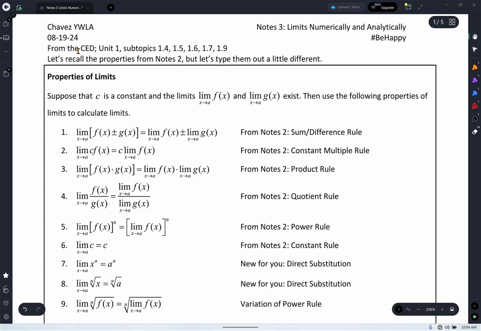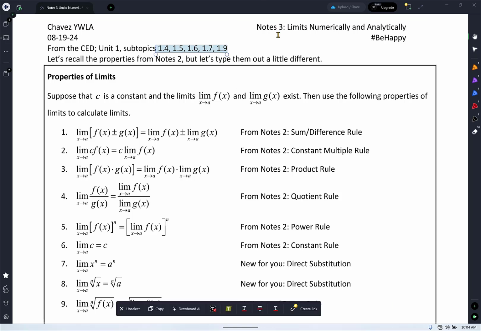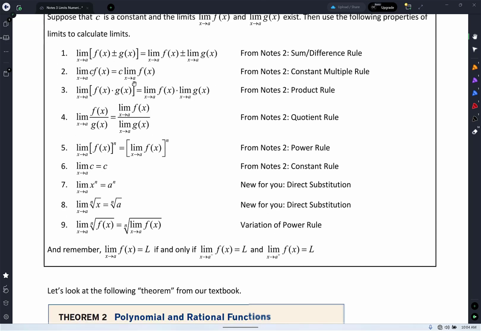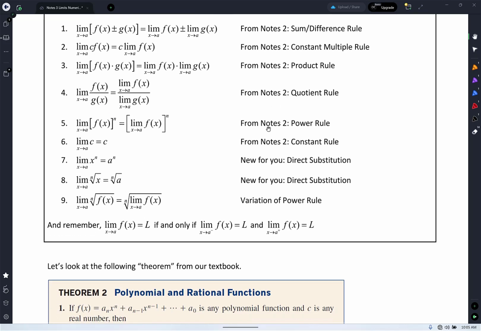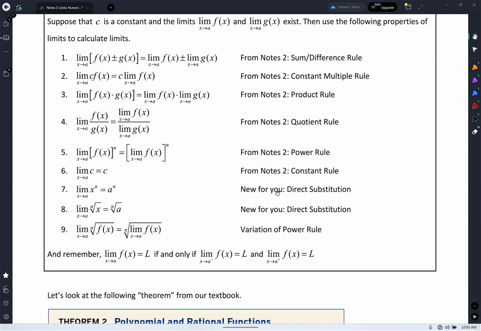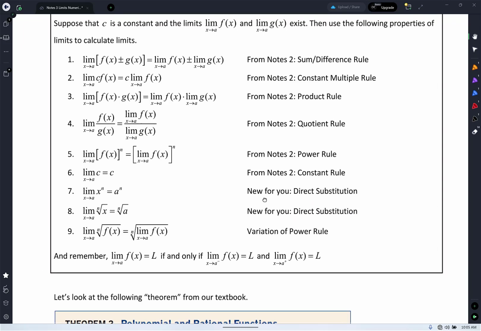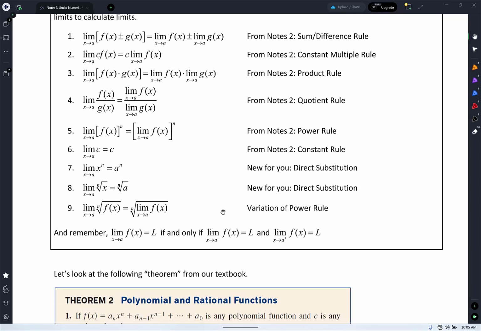All right, in case you're wondering what subtopics we're covering, they're right here, guys, in the top. 1.4, 1.5, 1.6, 1.7, 1.9. These are properties that we already talked about earlier in notes 2. They're just re-emphasized and put in here nice and neat with a few new properties. Try direct substitution, new for you, direct substitution. So these are the new ones, and the rest are from notes 2.